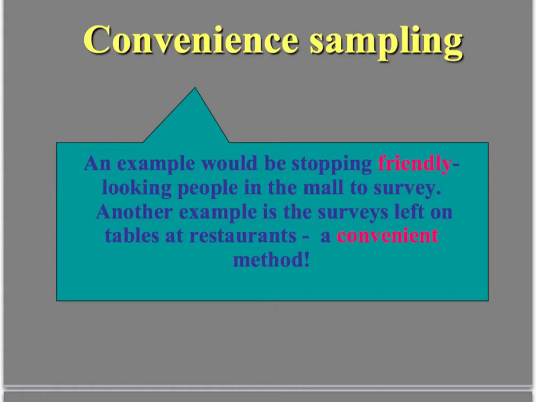Another example is when you see the little responding cards at restaurants. Only people that have a strong opinion, whether good or bad for that restaurant, are going to respond on those survey cards. And so then it's not a good representation of an entire population for your sample.